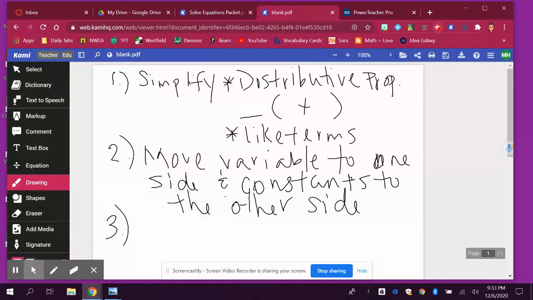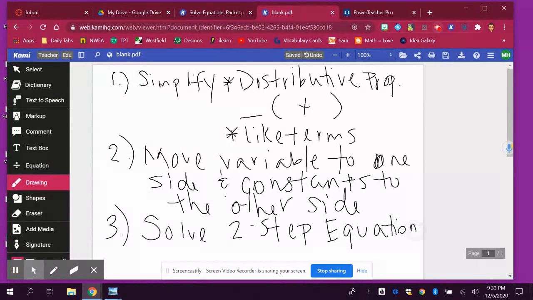And finally, step 3, you're going to solve your two-step equation. Okay, we're going to do a couple examples. And again, this is just a review. You should have already watched the video. If you have not watched the video from last week, you need to do that.